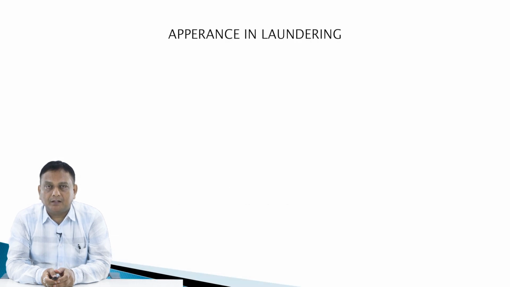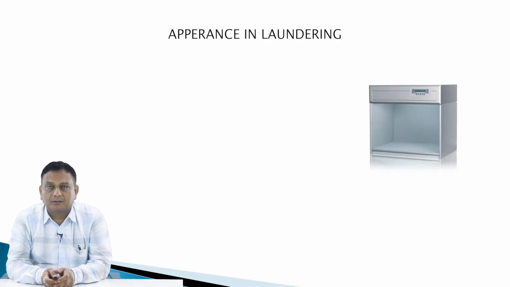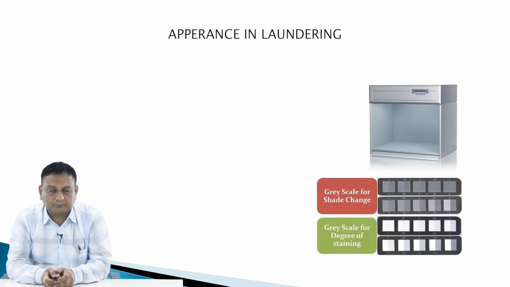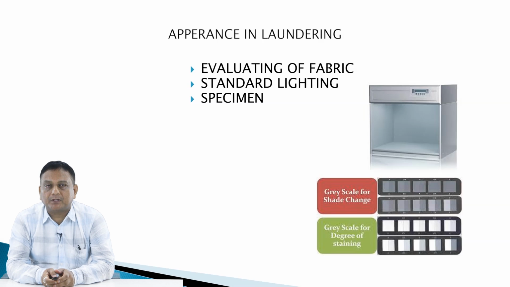Now appearance in laundering is very important, that is, after washing, what is the condition of the garment, because that is the end use. The customer will see what the condition of the garment is after washing, and normally it is judged under a light box, where different lights are used, and a grayscale is normally used for the evaluation purpose. So grayscale evaluation is done there on the garment. Evaluation of the fabric is important, standard lighting is important, and the specimen is important in appearance in laundering.